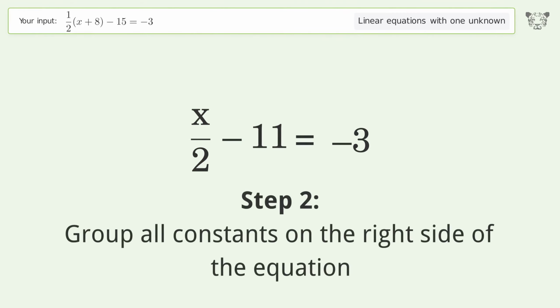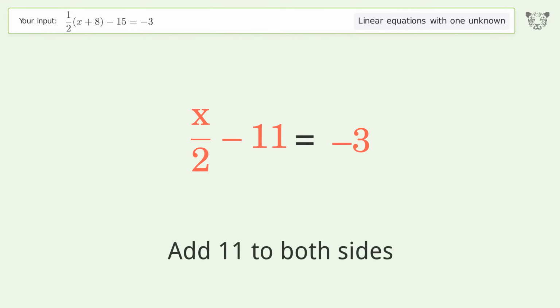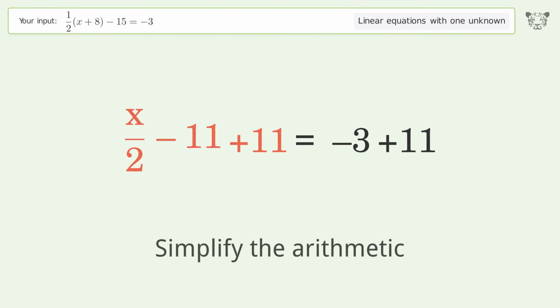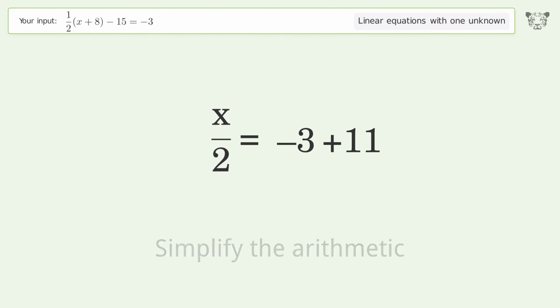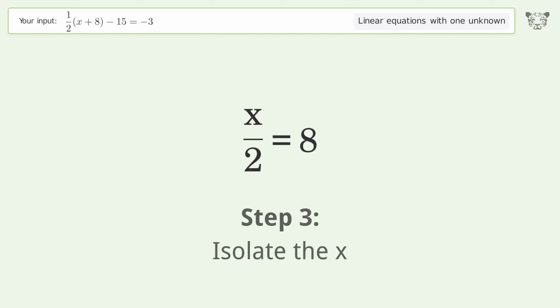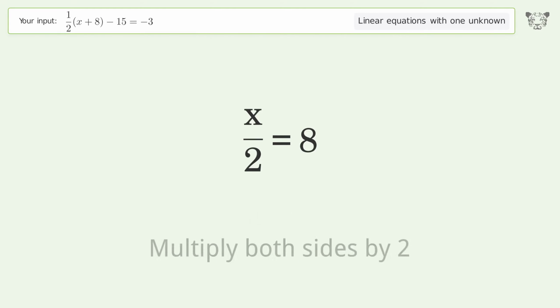Group all constants on the right side of the equation. Add 11 to both sides. Simplify the arithmetic. Isolate the x. Multiply both sides by 2.